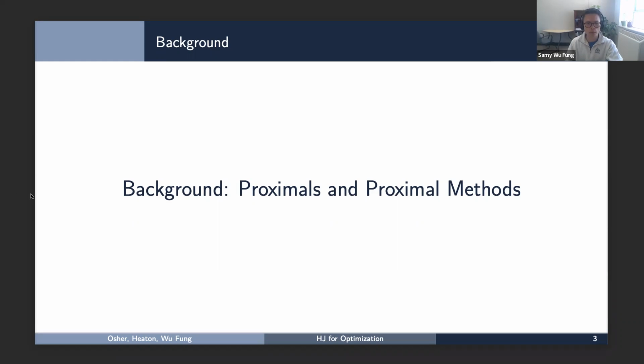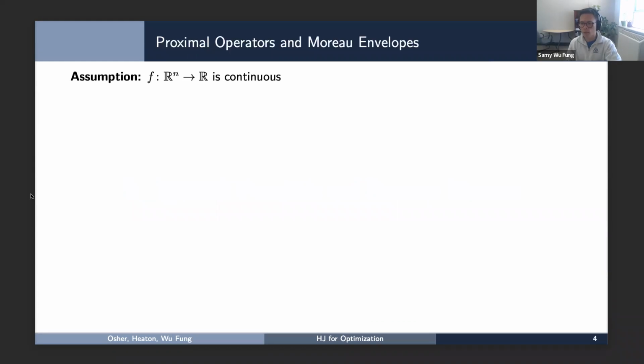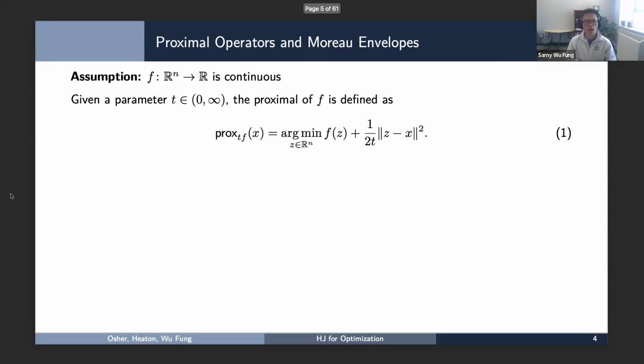So what is a proximal operator? Again, it's part of the title. Let's assume that we have a function that is continuous. In general, we will be interested in minimizing this. It could still be, let's say, bounded from below, but to compute a proximal, you don't necessarily need the function to be bounded below. Then the proximal operator is defined as follows. You give me some positive parameter t, and the proximal operator of f is defined as the argmin of f plus some quadratic term.